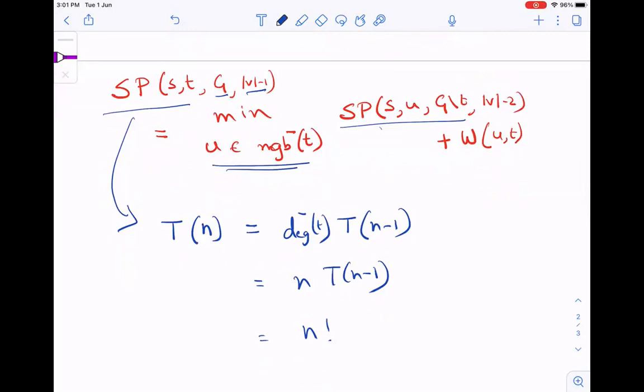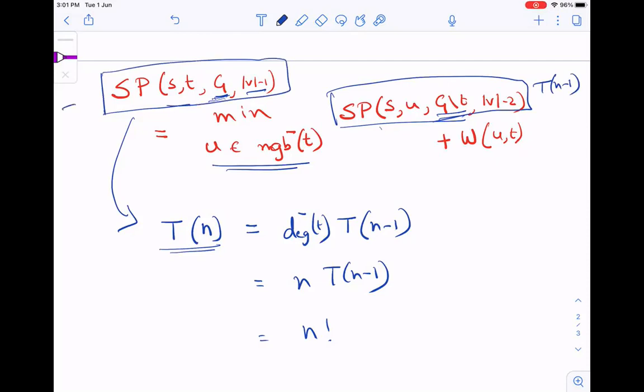So here T of n denotes the time complexity taken when the graph size is n. Now graph size goes down to n minus 1 in this step, so this takes T of n minus 1 time. This takes T of n. And I have to do it for all the in neighbors of T. So I get T of n equals in degree of T times T of n minus 1. Now in degree of T can be n minus 1 or something like that, so this becomes maybe n minus 1 factorial, but whatever. This is order of n factorial.